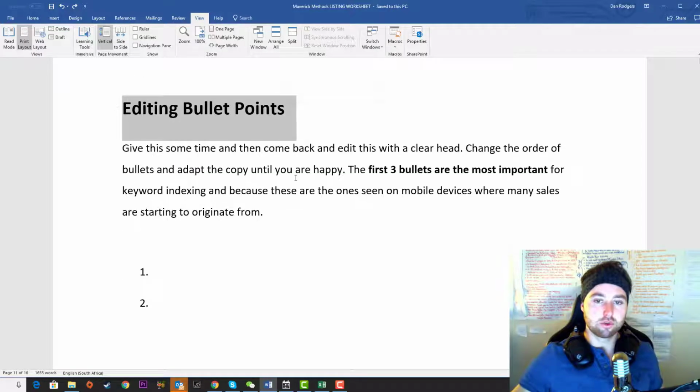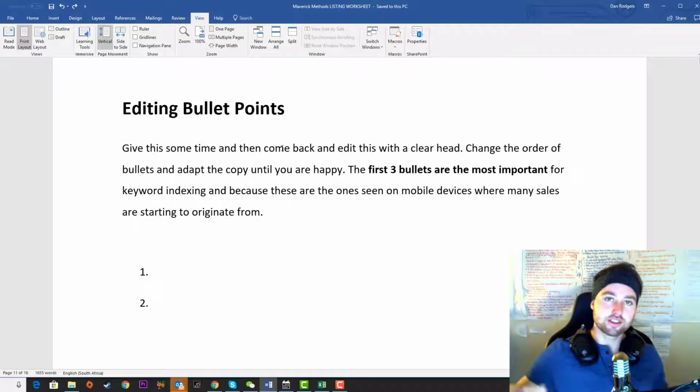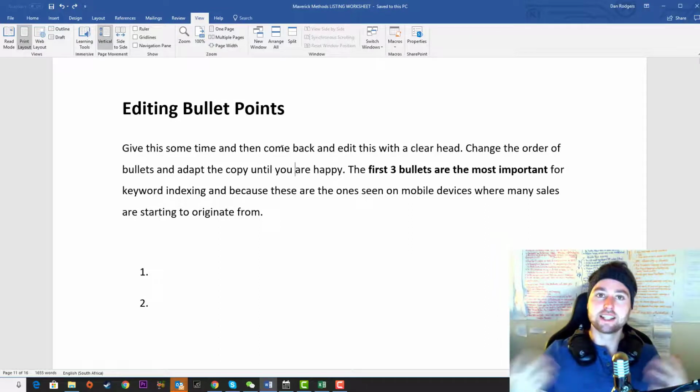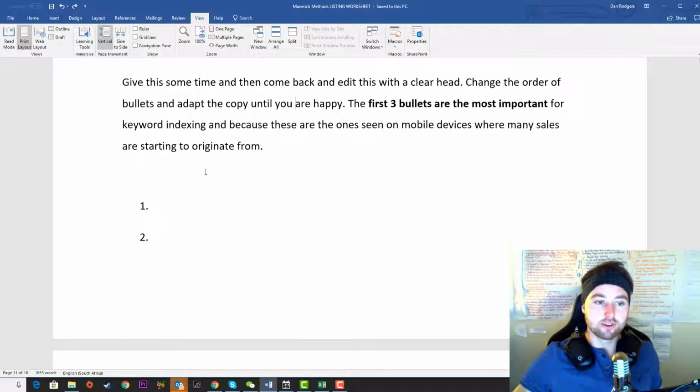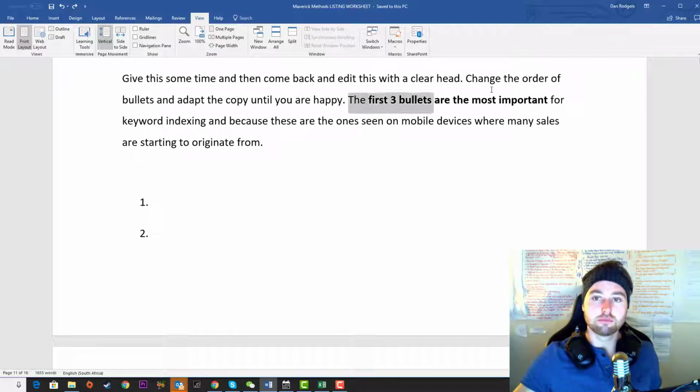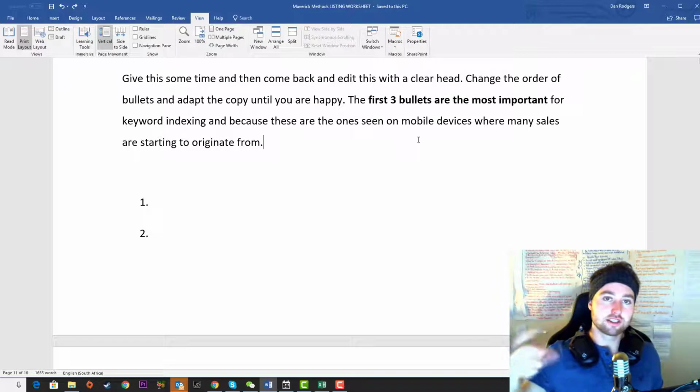Then editing the bullet points. So remember, you're going to come back to this after a little bit of time. Just make sure you come back with a clear mind. You don't want to do this all at once. It's going to feel very, very difficult. And sometimes stepping away for a bit can really give you that clarity on which bullet point should be first or which one needs to be adapted. Remember, first 3 bullet points are our most important because these are viewed on mobile devices, only the first 3. So make sure those are your very, very best bullet points.